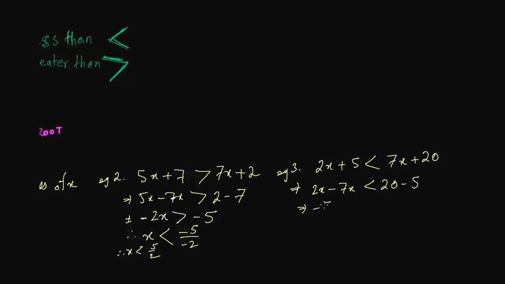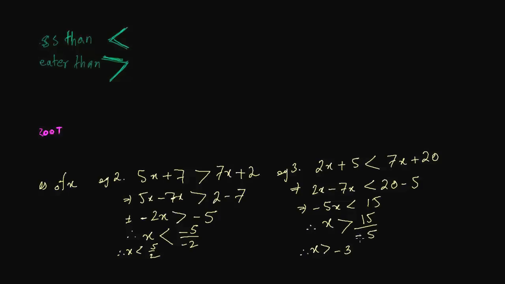So this is again going to be negative 5x less than 15. Now since we have a negative number here, in order to divide we need to reverse the inequality from less than to greater than symbol, and it will be 15 divided by minus 5, and the answer is going to be x is greater than minus 3. So these are the set of values for solving this inequality.